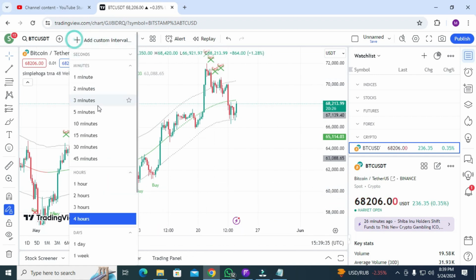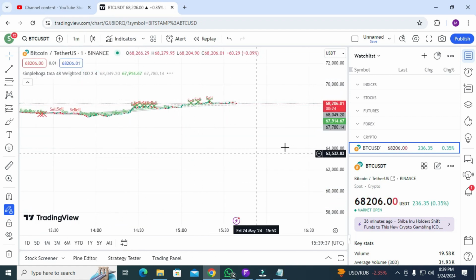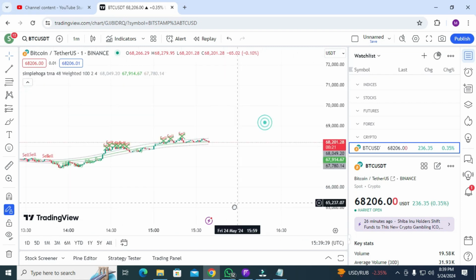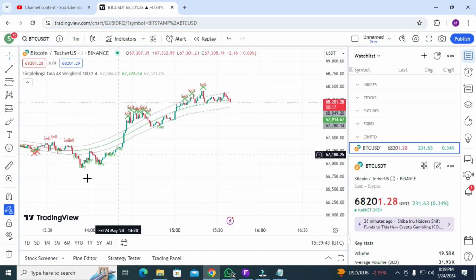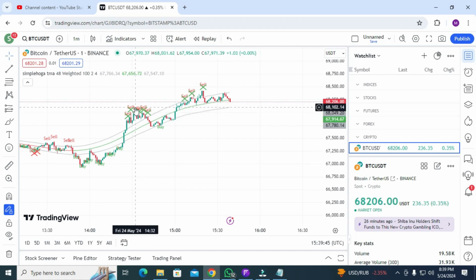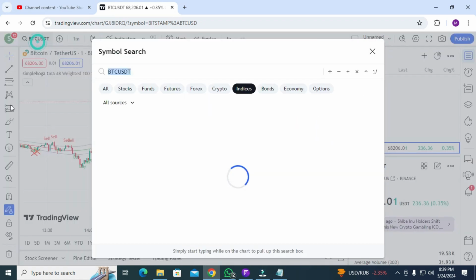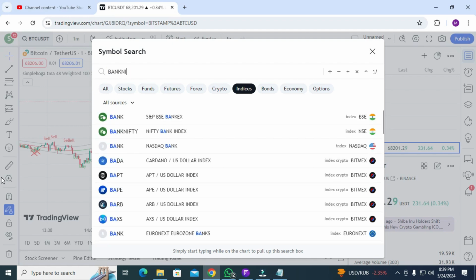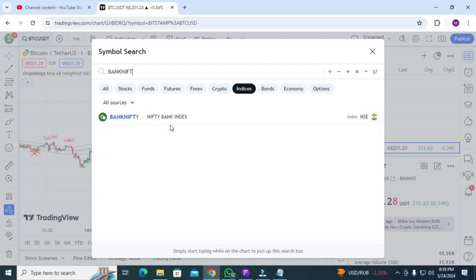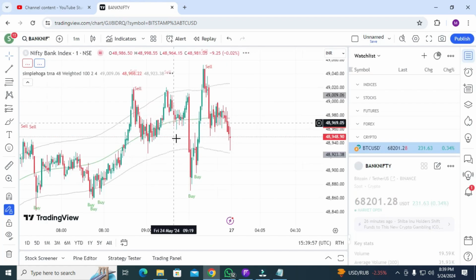Okay, in the 1-minute time frame, let's see. In the 1-minute time frame, you are not getting any signal. You got the buy signal, perfect buy trade, the buy signal and perfect buy trades. Okay, and let's move to Bank Nifty, then I will move to some indices and stocks.